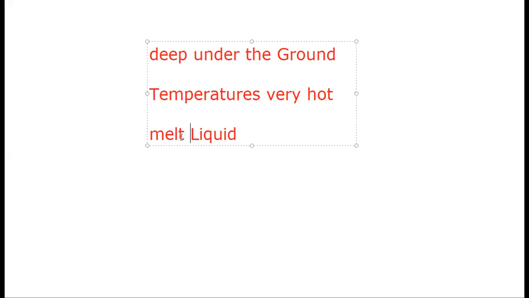What is the meaning of melt? Like when ice melts, when you put an ice cube outside in summer and it melts, it changes to liquid. The same thing for rocks. Rocks under the ground melt and become liquid. Look how the rocks are very, very strong. Rocks are very hard, but because of high temperatures under the ground, rocks melt and become liquid.